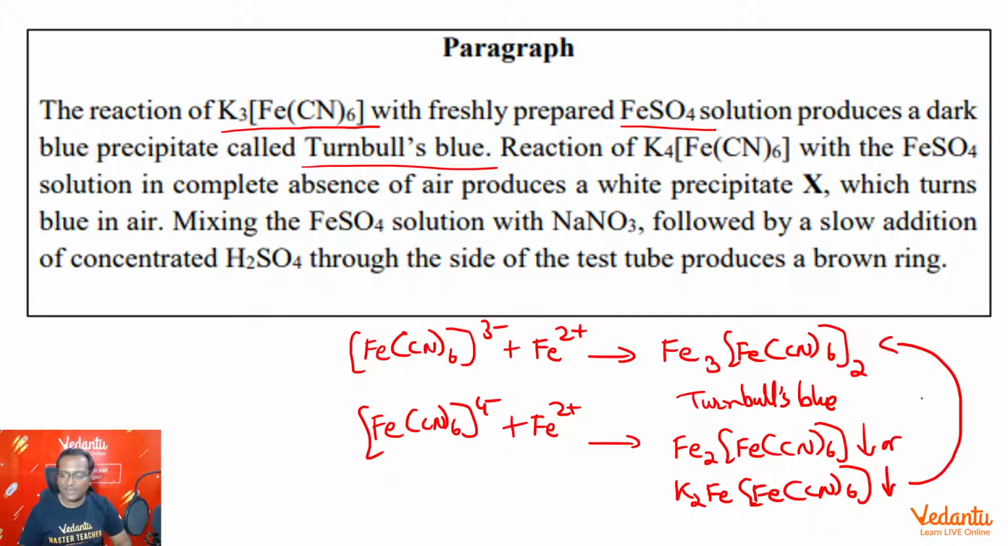Absolutely. The outside Fe2 plus oxidizes in presence of air into Fe3 plus. So what do we get then? So if this gets oxidized, so what do we get? When this gets oxidized, the outside iron becomes 3 plus, and we get our Prussian blue precipitate.